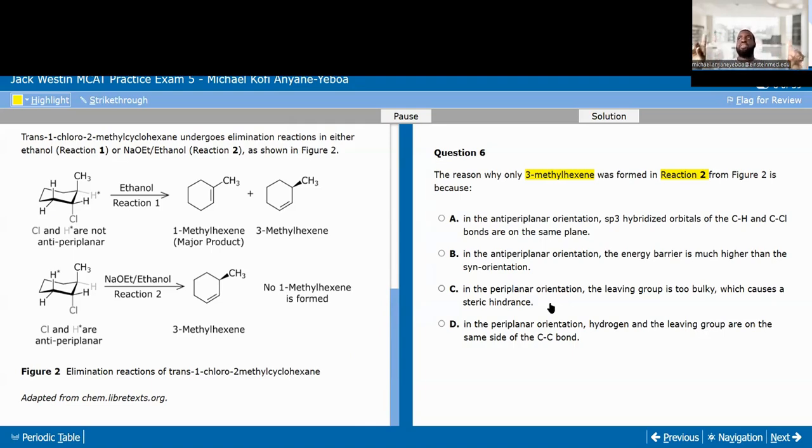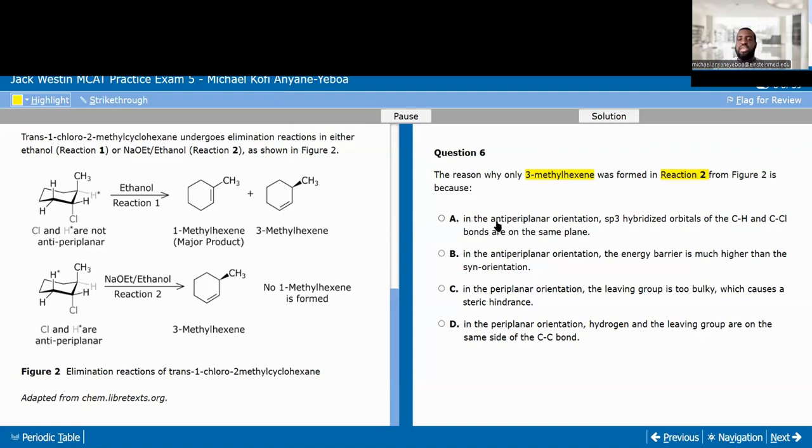If they are in the same direction and same plane, there's steric hindrance, right? So you always want them in opposite directions, and it makes it easier for the reaction to go through. So let's see our answers. That's what I remember, so I'm going to use that to try and figure out what the answer is.